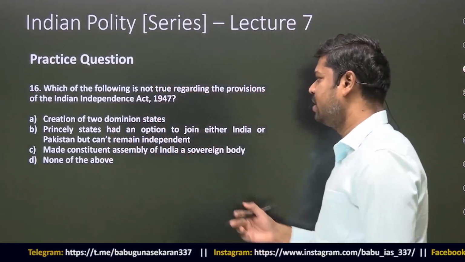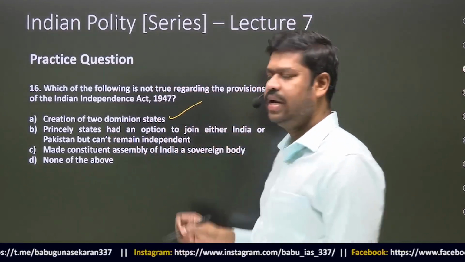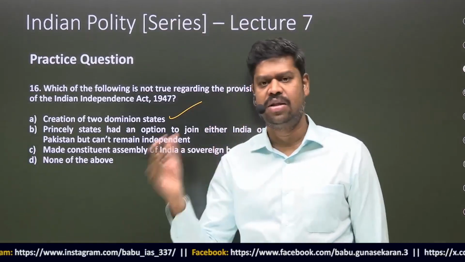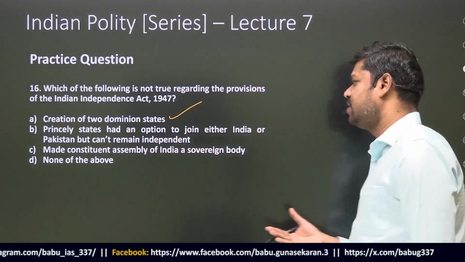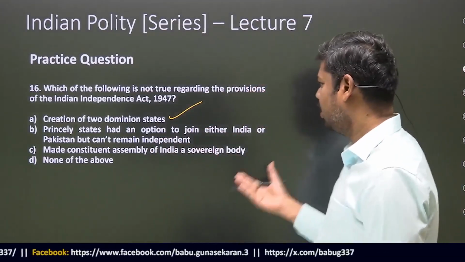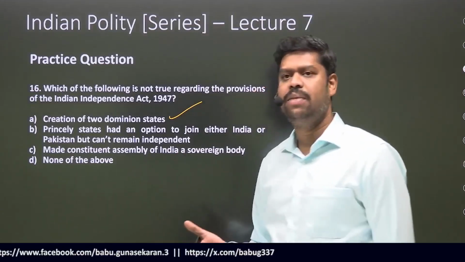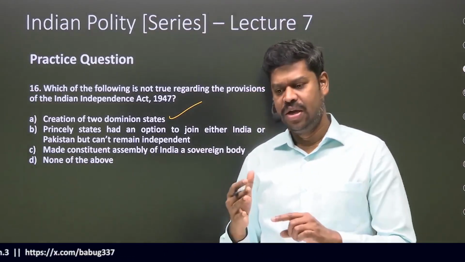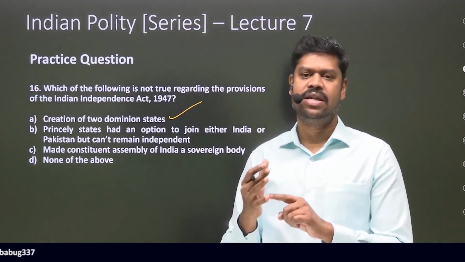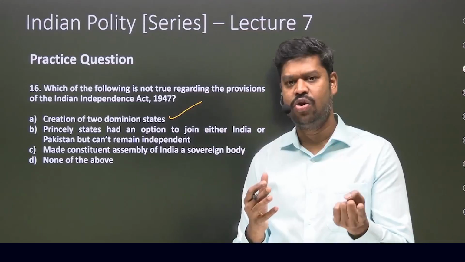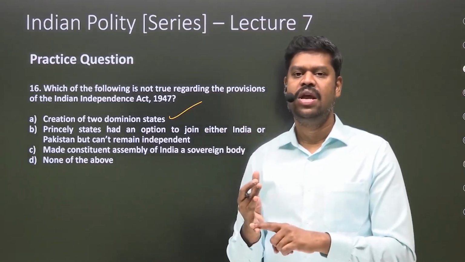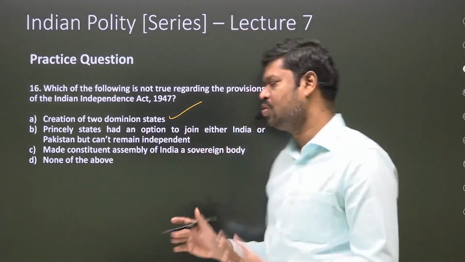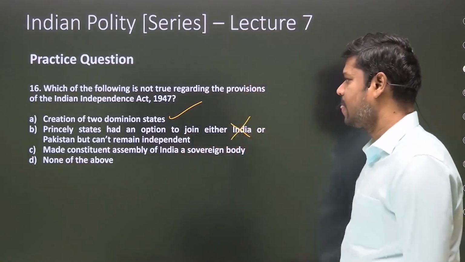Creation of two dominion states. Yes, the Indian Independence Act in fact created two dominions. One is India, another is Pakistan. The princely states had an option to join either India or Pakistan, but can't remain independent. If you look into the provisions of the Indian Independence Act, it said that the princely states at that point of time were free either to join India or to join Pakistan, and if they wanted to remain independent, not joining any of these dominions, they were also free to do that. So to that extent, this particular statement is wrong.